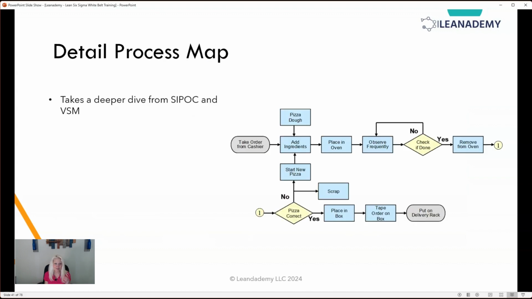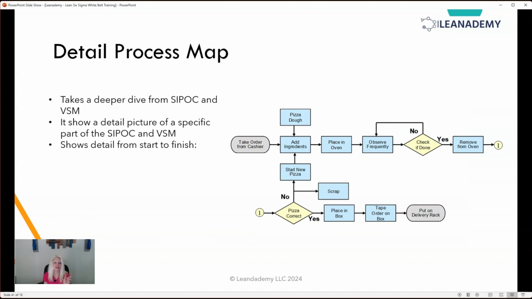A detailed process map takes a deeper dive from the SIPOC and VSM. When we're looking at the value stream map, this will be a process for one of those boxes. It shows a detailed picture of a specific part of the SIPOC or even the VSM, and it shows details from start to finish. We look at where we have rework loops and decision areas. It provides a worker level view.